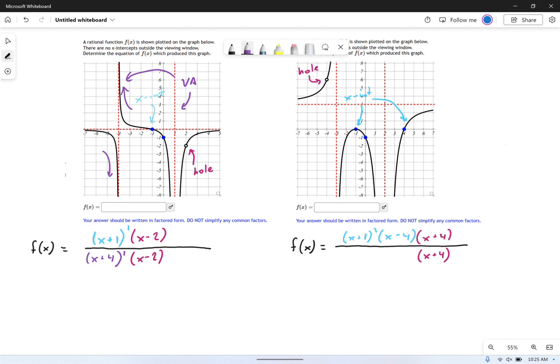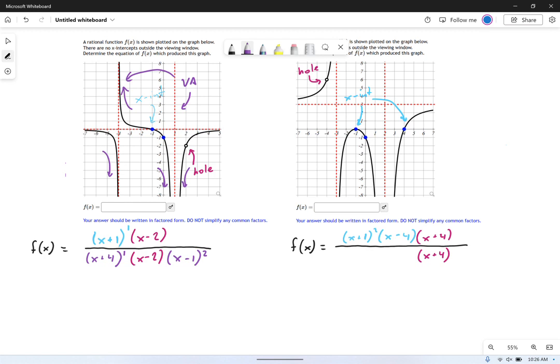Whereas this one over here, if you look at this vertical asymptote on the right, so I have to put it on this side of the hole, x minus 1, right? That is an even asymptote because the function is going in the same direction on both sides, and that creates a squared situation on that factor.